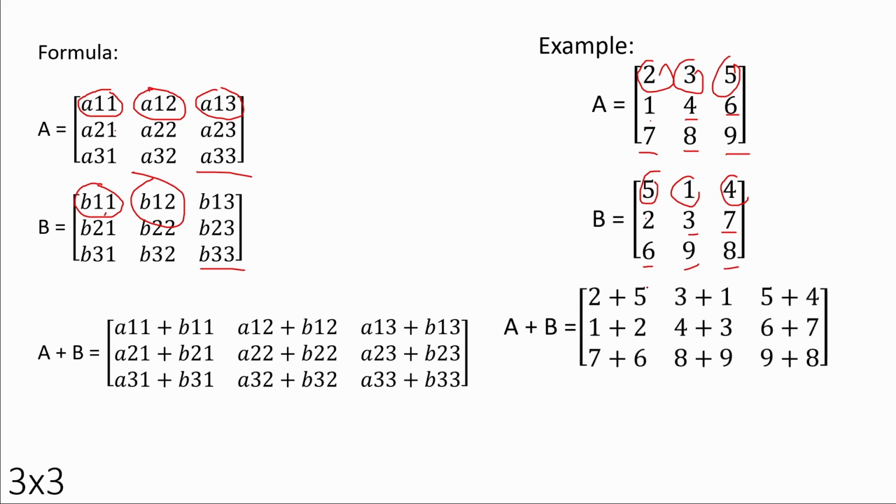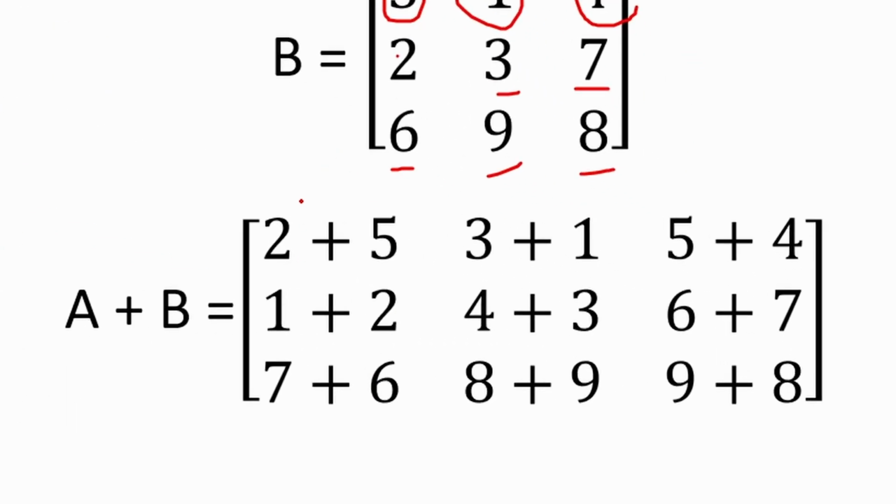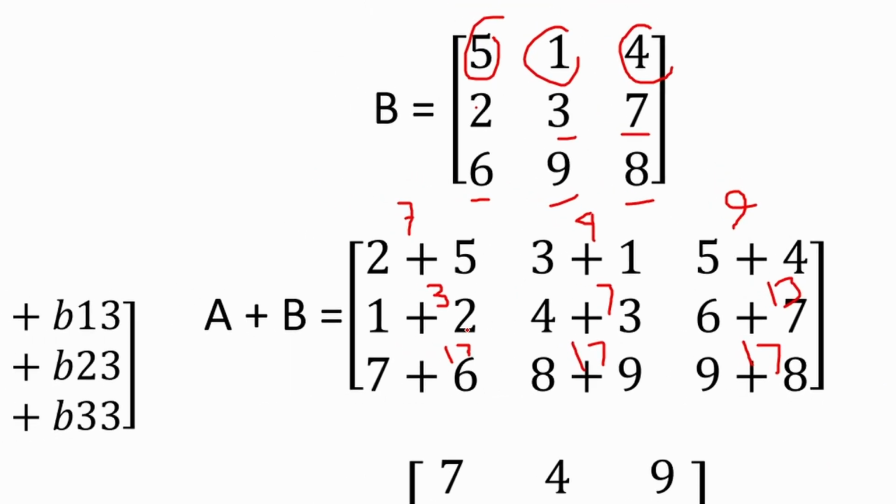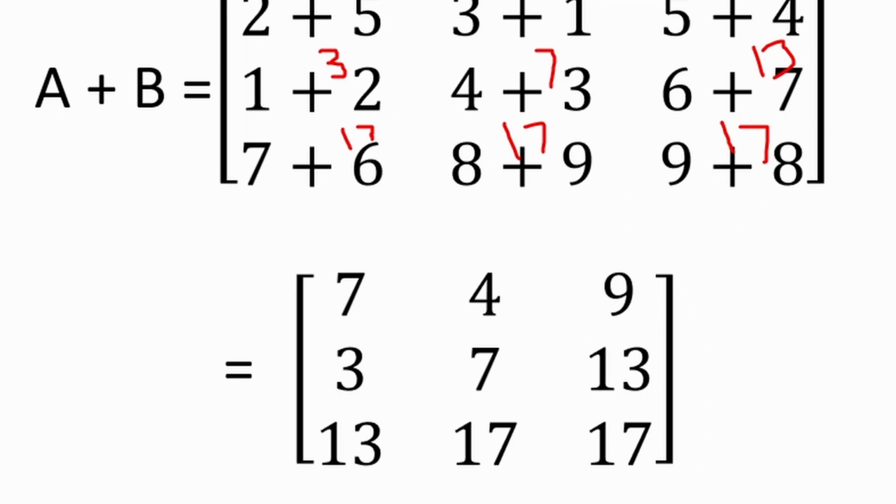Let's visualize it like this. And 2 plus 5 will be 7, 3 plus 1 will be 4, 5 plus 4 will be 9, 1 plus 2 will be 3, 4 plus 3 will be 7, 6 plus 7 will be 13, 7 plus 6 will be 13 as well, 8 plus 9 is 17, 9 plus 8 is 17. This is the answer of this matrix addition.